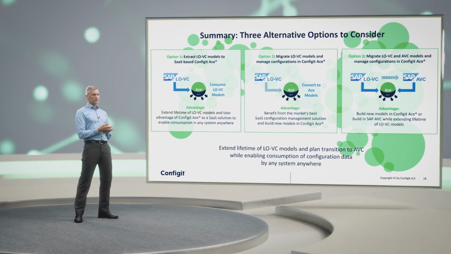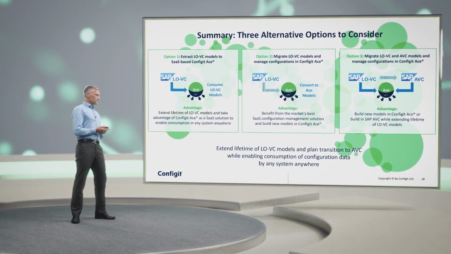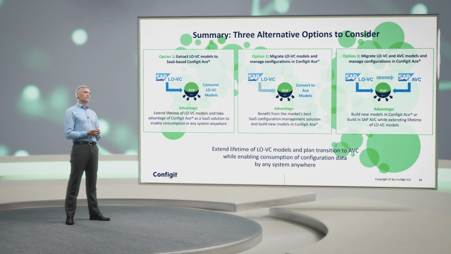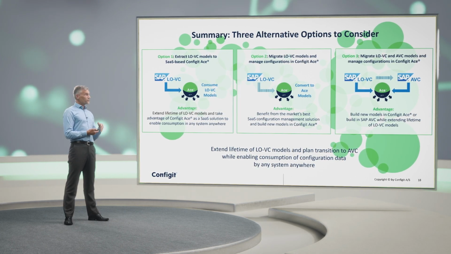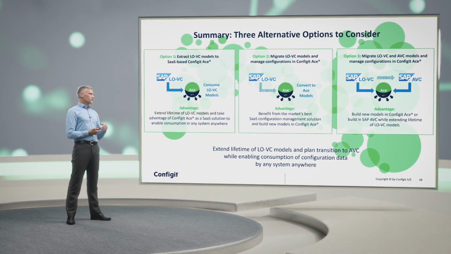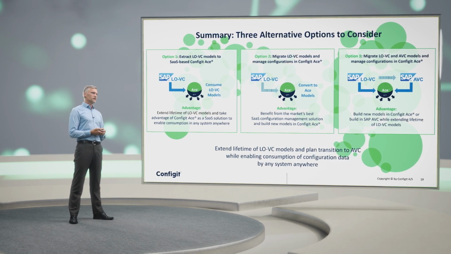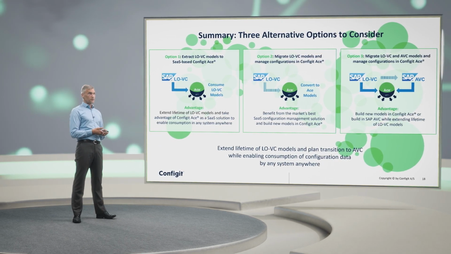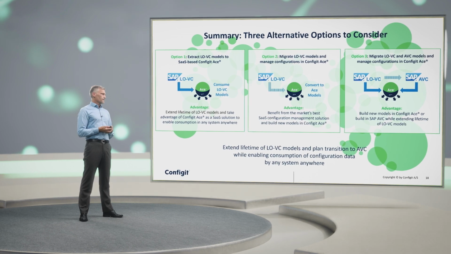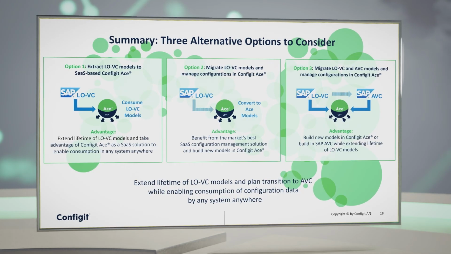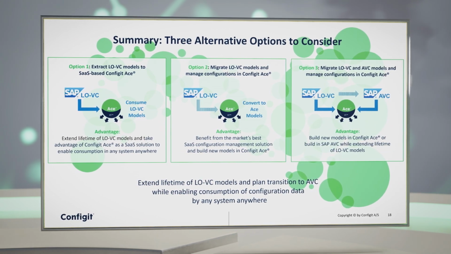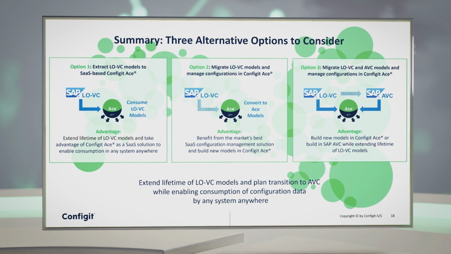So to summarize, because I can also see time is running out here, we have explored three different options that can simplify the migration from LO-VC to AVC. All three options allow you to utilize some of the key features in our products: better modeling experience, some unique verification capabilities, fast and predictable runtime, and the possibility to integrate with other systems. You can either use these different options individually or in combination, and this way you can basically take advantage of migrating from LO-VC to AVC in a smooth and nice way.